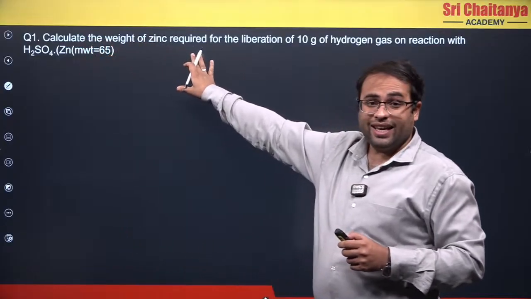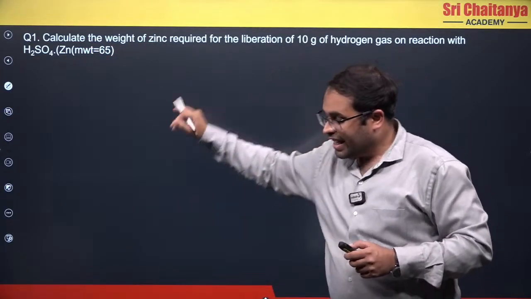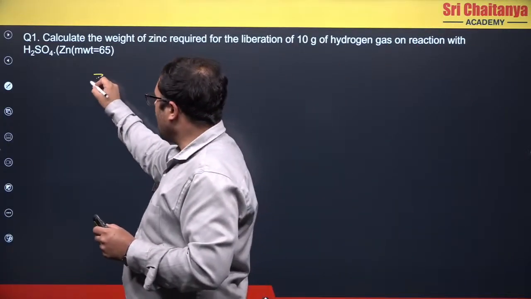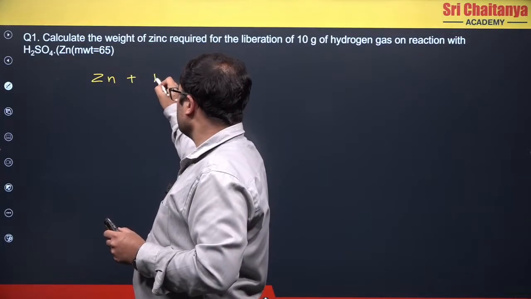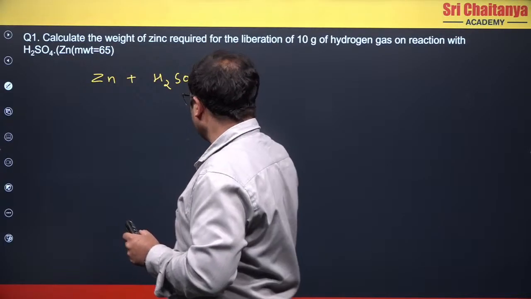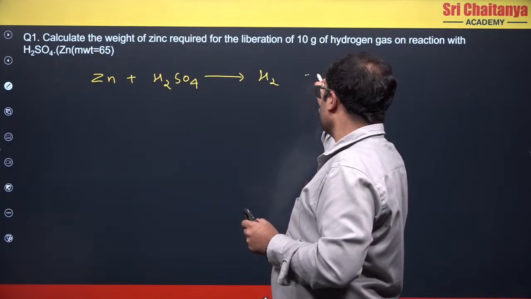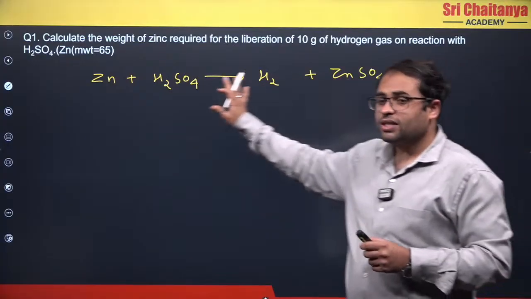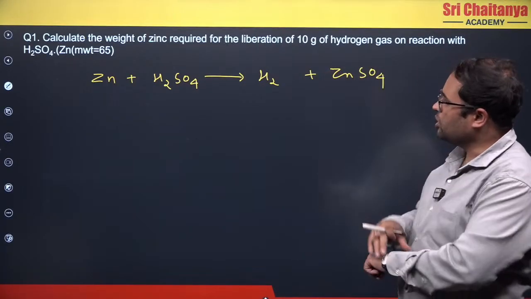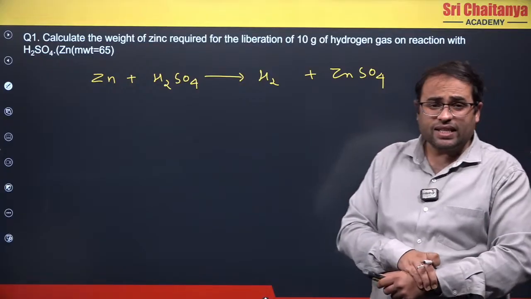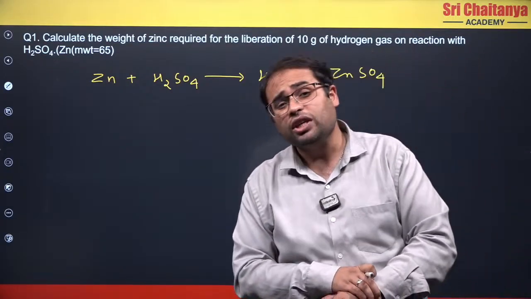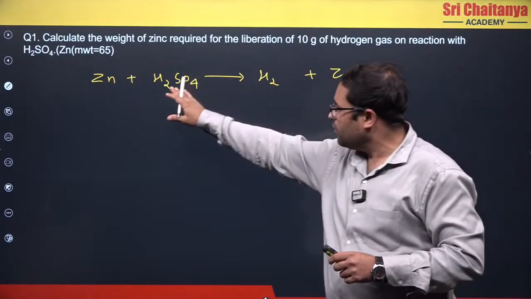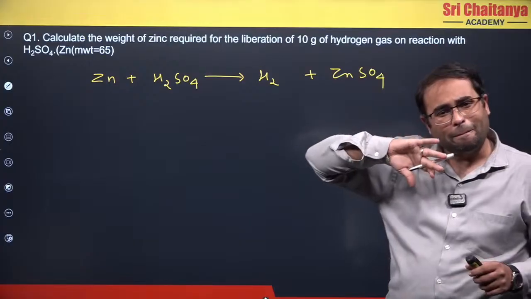Calculate the weight of zinc required for the liberation of 10 grams of hydrogen gas on reaction with H2SO4. So now you have zinc, it reacts with H2SO4, right, to give you hydrogen gas plus ZnSO4. Zinc is 2 plus, SO4 is also 2 plus, so ZnSO4 it becomes. Does it need any balancing? The first thing in solving these questions is that you need to know whether you have to balance them or not. So let us balance this out. Is it balanced? Sulfur 1, 2 hydrogens, 2 hydrogens, zinc, zinc, balanced.